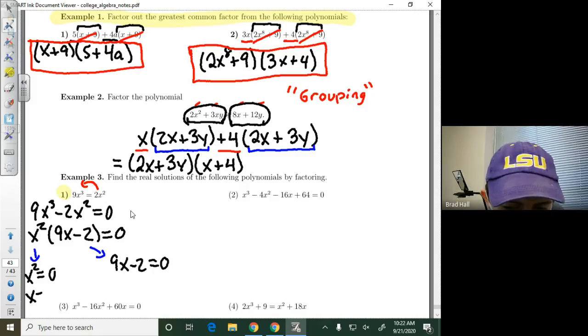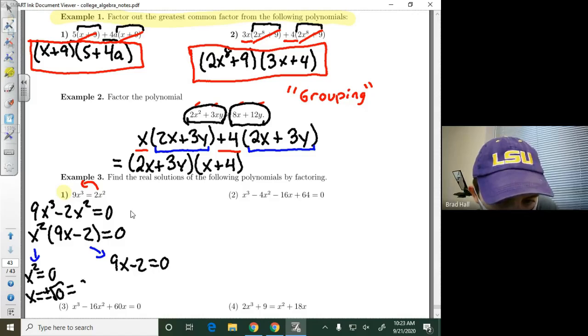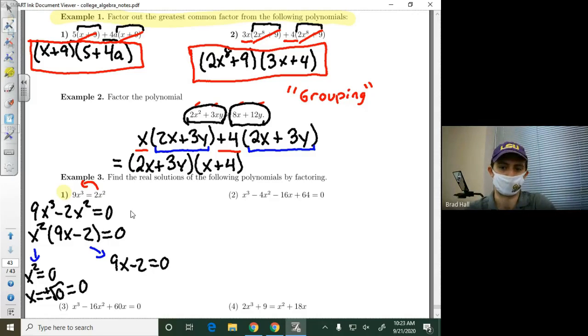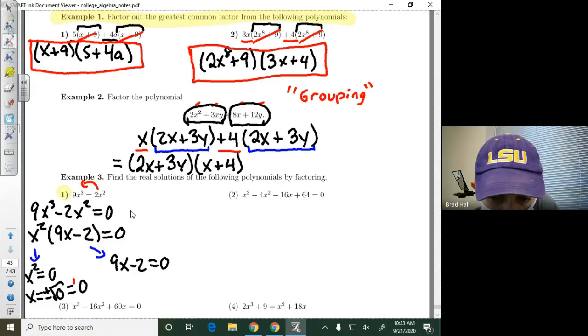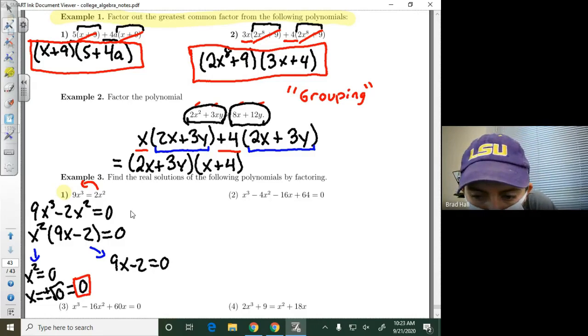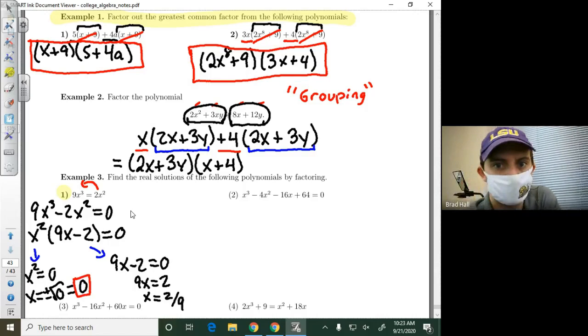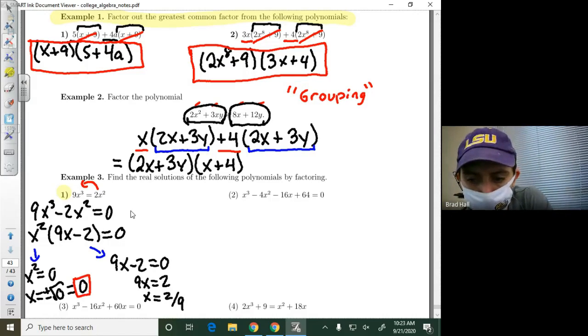For this first one, we just get that x is technically plus or minus the square root of 0, but that is just 0. Square root of 0 is 0, plus or minus is still 0. And that's how you get x by itself. And then the next one, 9x is equal to 2. Or in other words, x is 2 divided by 9. So we get 2 answers.